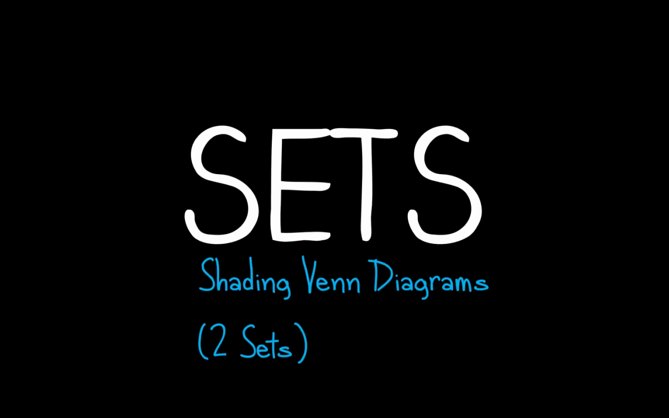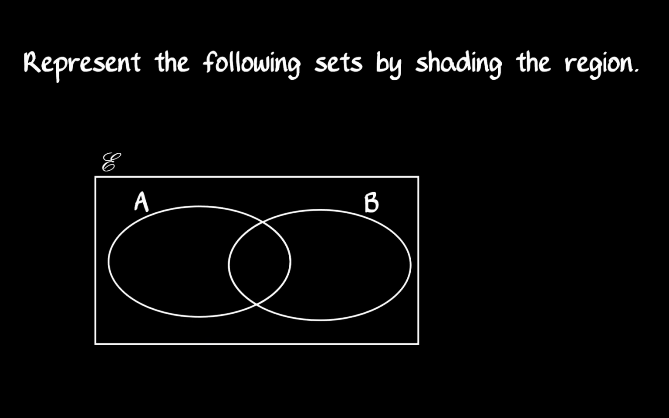Today we're looking at shading Venn diagrams, and we're going to use dots. I want to show you a method of using dots. Let's start with this first one. Represent the following sets by shading the region. So shade the region that contains A intersect B.